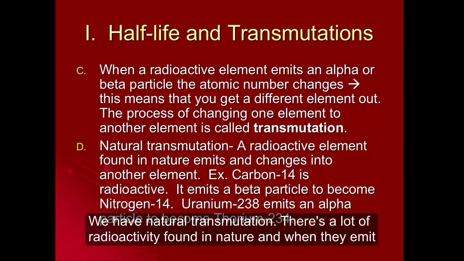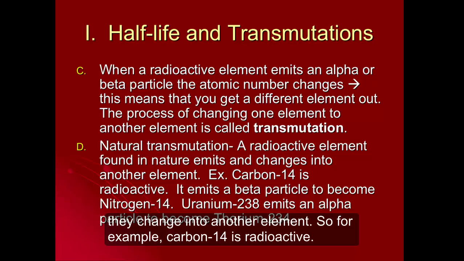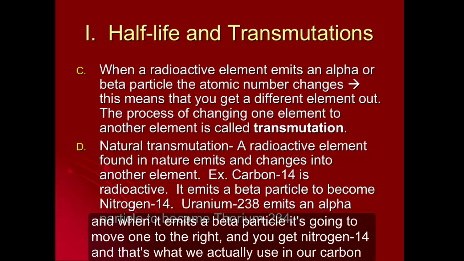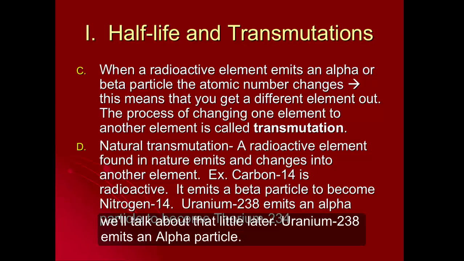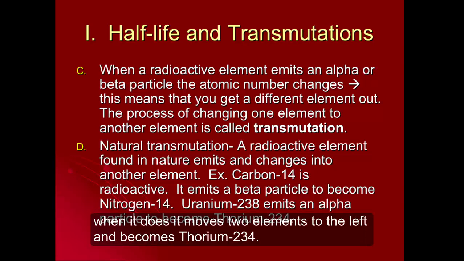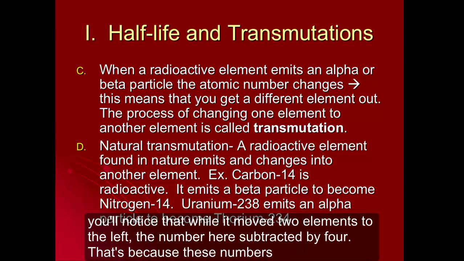We have natural transmutation. There's a lot of radioactivity found in nature, and when they emit, they change into another element. For example, carbon-14 is radioactive, and when it emits a beta particle, it moves 1 to the right, and you get nitrogen-14. That's what we actually use in our carbon dating, and we'll talk about that a little later. Uranium-238 emits an alpha particle. When it does, it moves 2 elements to the left and becomes thorium-234. While it moved 2 elements to the left, the number here subtracted by 4.